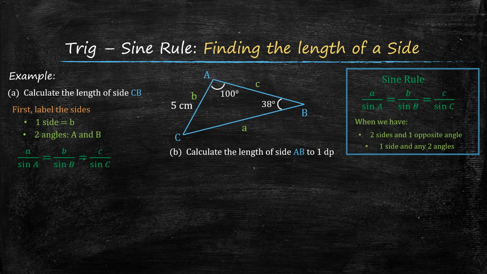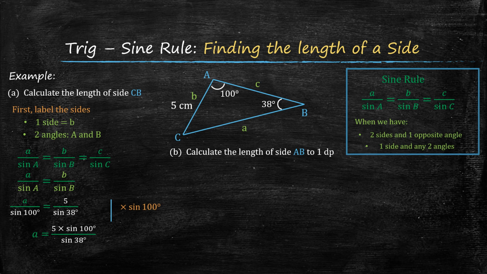As we have side B and angle B, and we need side A and we have angle A, the part of the sine rule we use is A over sine A equals B over sine B. Now let's plug in the values we have. This gives us A over sine 100 degrees equals 5 over sine 38 degrees. Now to get A on its own, let's use our method line and multiply by sine 100 degrees.